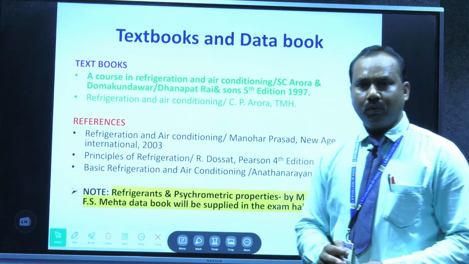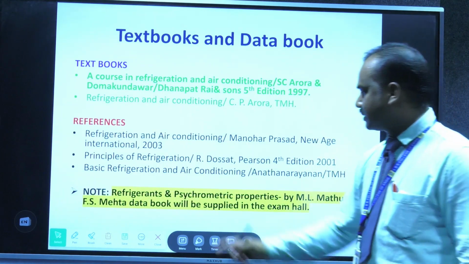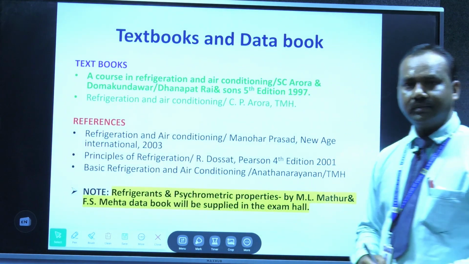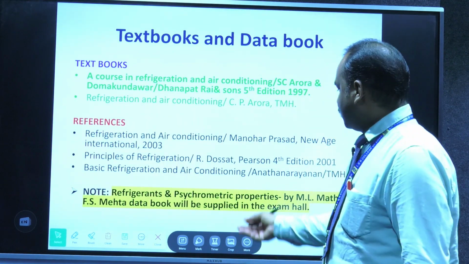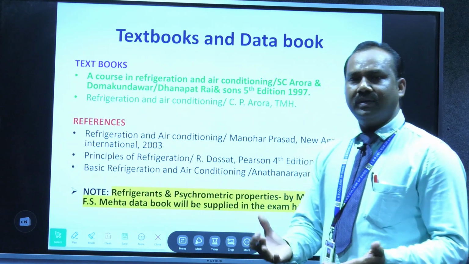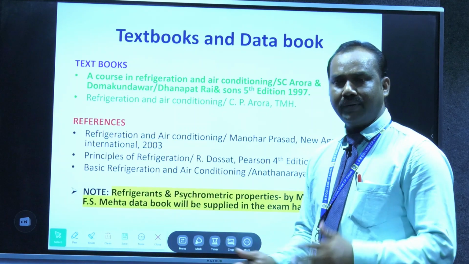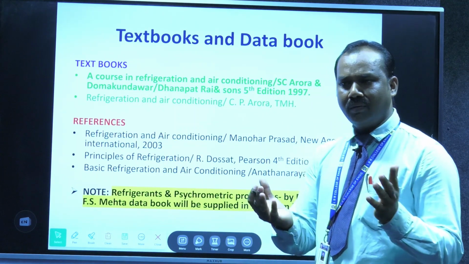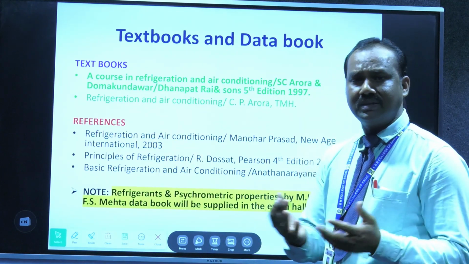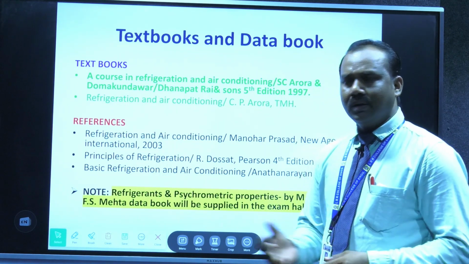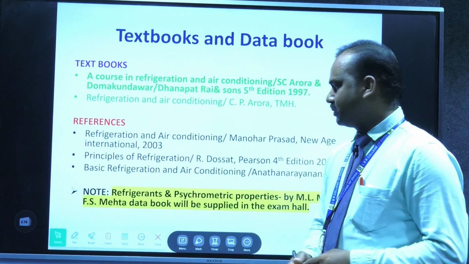we need to follow one data book. It is called Refrigerants and Psychrometric Properties by Mathur and Mehta. This data book is generally given in the end semester examination also. So you need to follow this data book, where it is essential while studying about the VCR system, VCR problems, similarly air conditioning design problems, psychrometry. So for those things, this data book is very helpful.